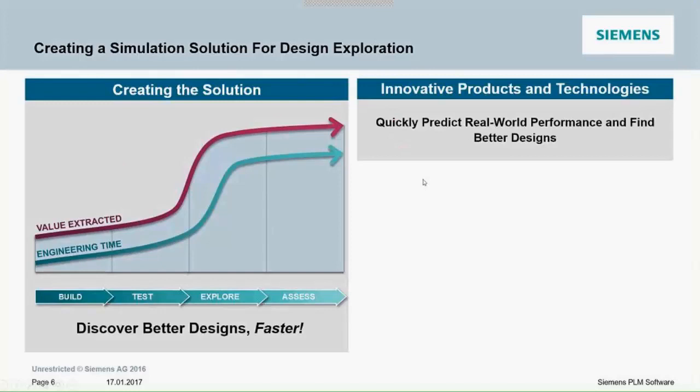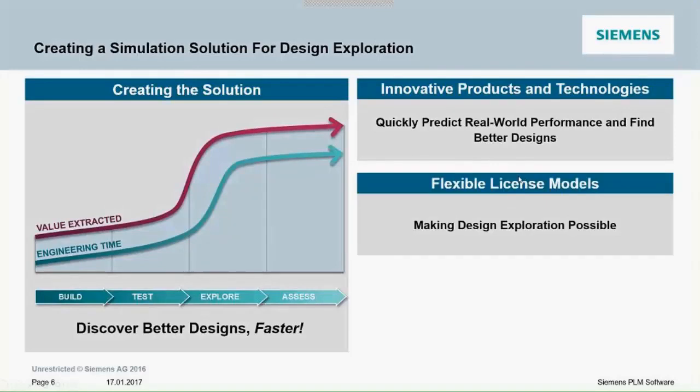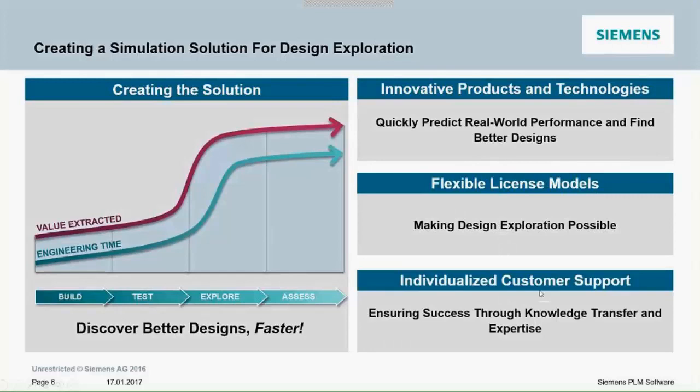And to do that, we're going to have to take advantage of three main areas. One, you need the technologies that can get you there. You need licensing models that aren't cost prohibitive. And finally, you need someone to help you and assure success by doing a knowledge transfer to help you get up that curve in terms of understanding.